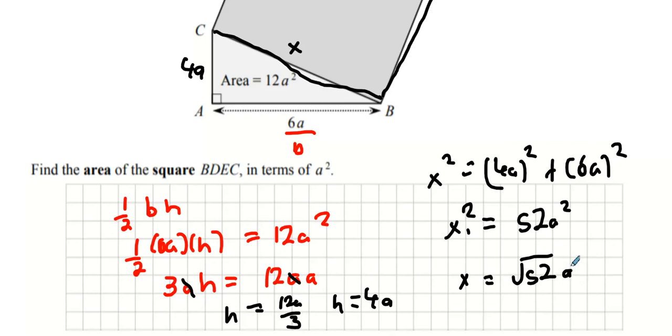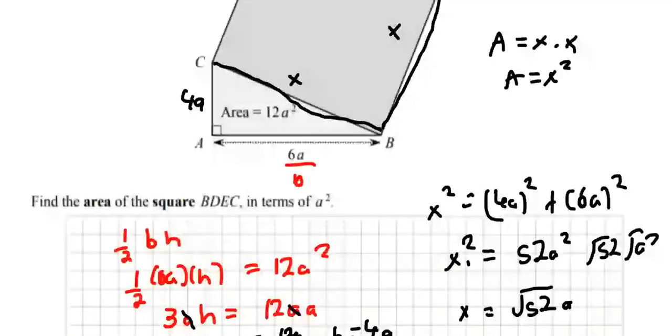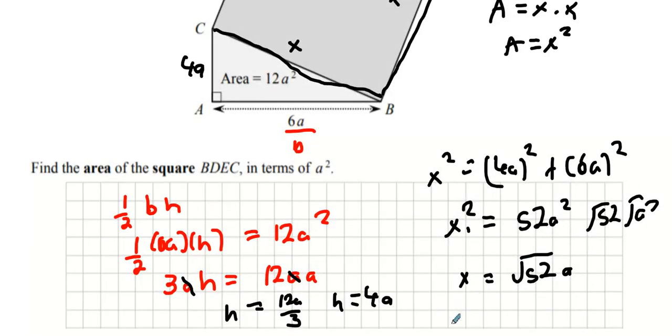But you're going to find we didn't actually need to do that at all. But if the length is x, then the area of the square is x multiplied by x. The area actually is x squared, and we already know what x squared is. It's 52a squared, so area equals 52a squared.